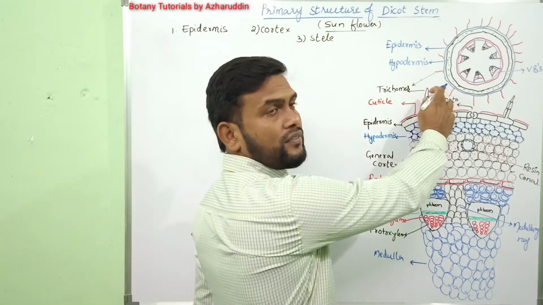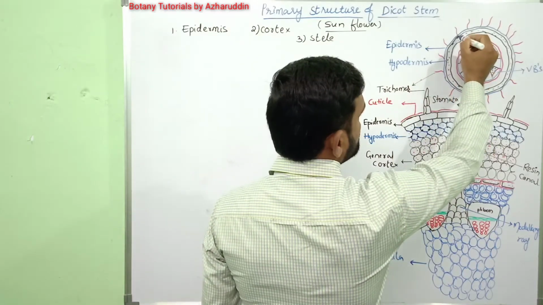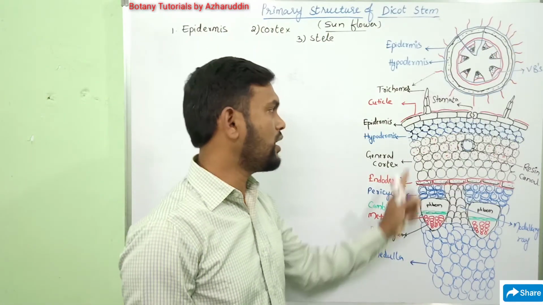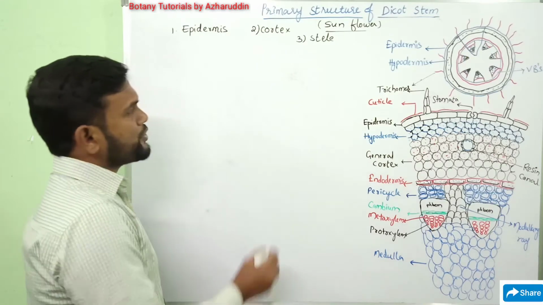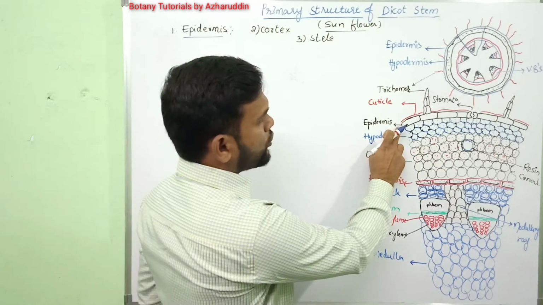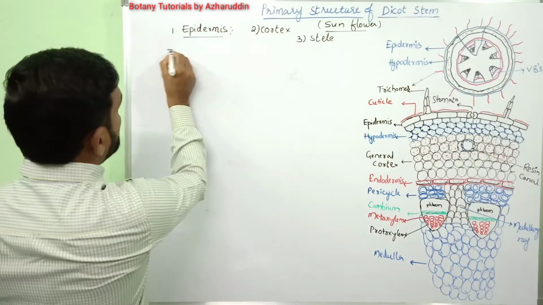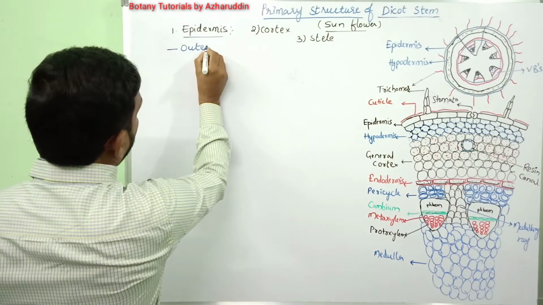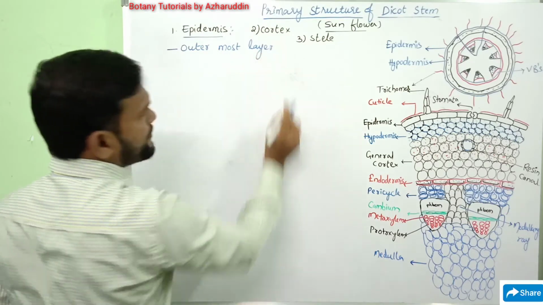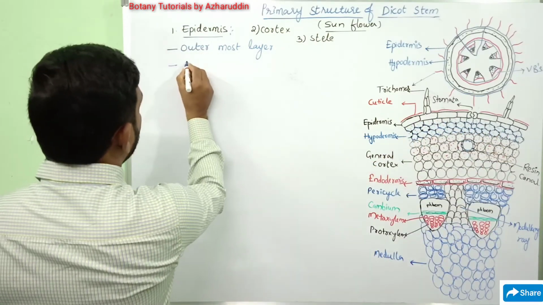This is the ground plan of a dicot stem, and this one is the sector plan, that means the enlarged part of the ground plan. All the parts are clearly visible in this sector plan. Coming to the first one, epidermis. Epidermis is the outermost layer. I am writing here, it is the outermost layer, and it comprises a single row of cells. All the cells are rectangular in shape.